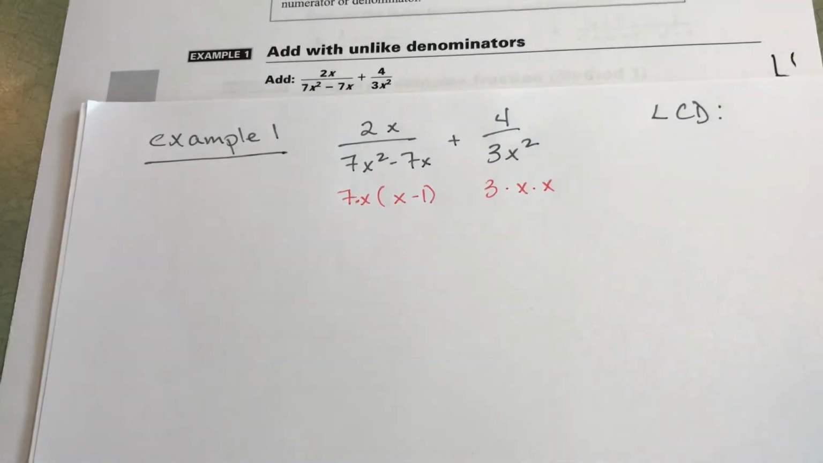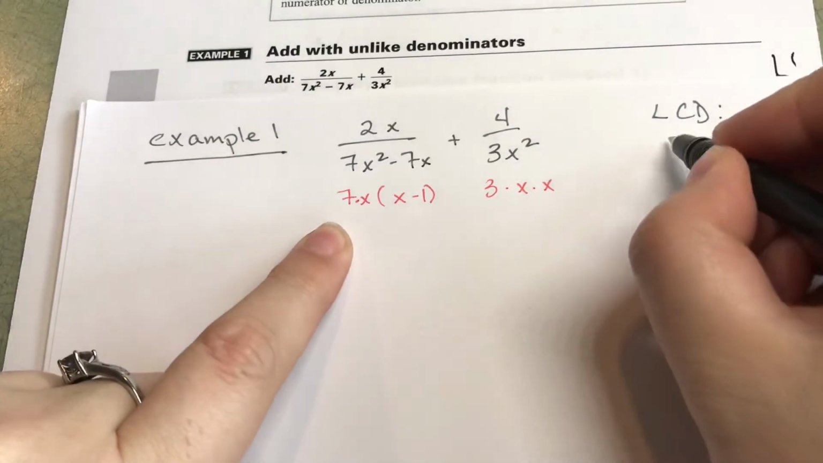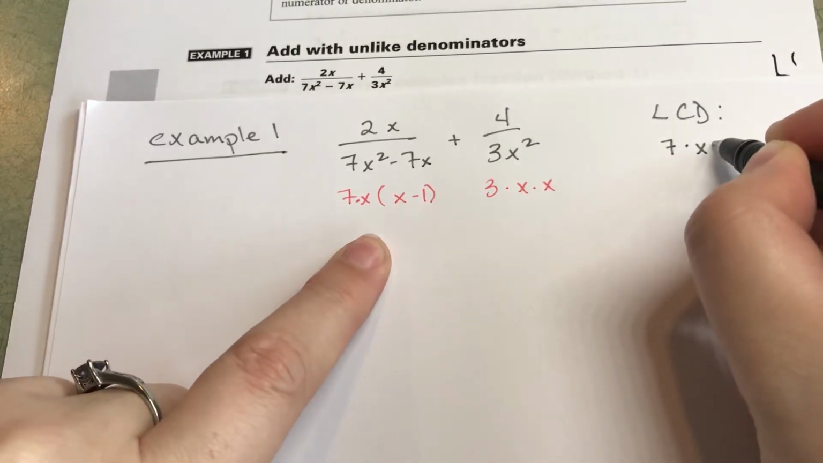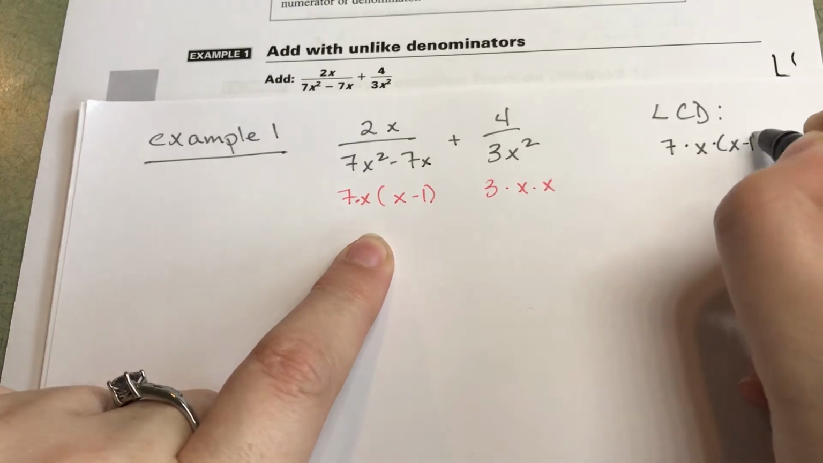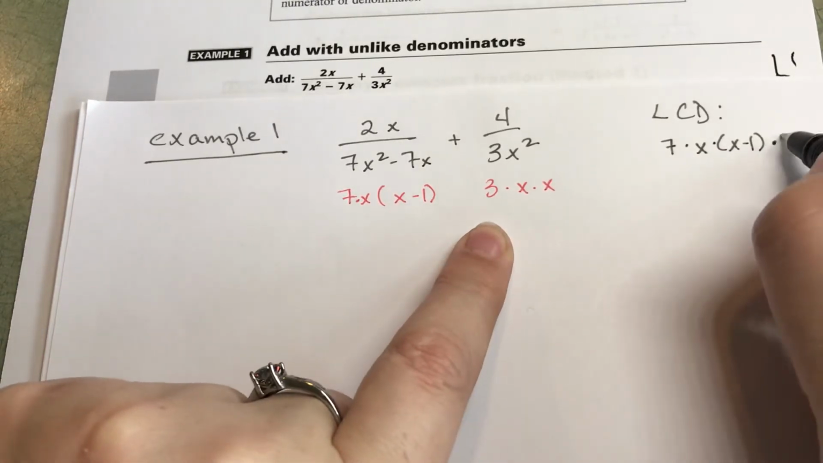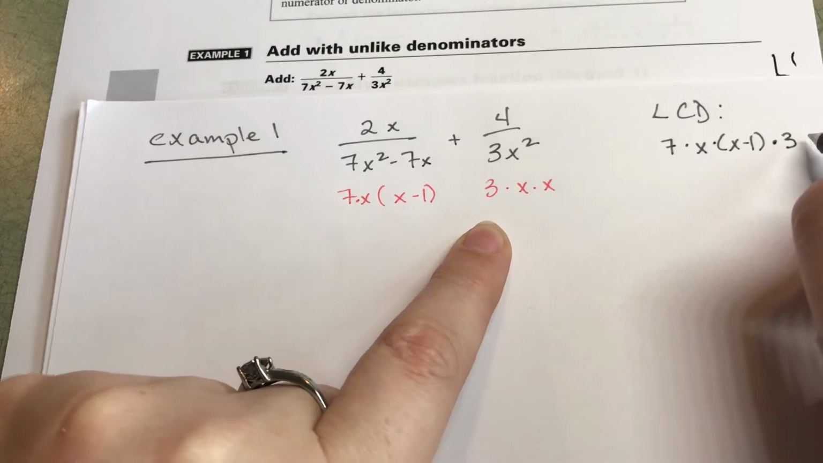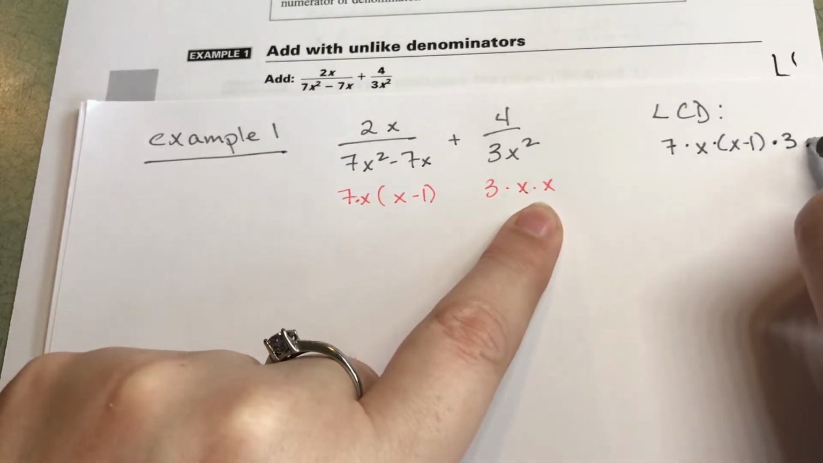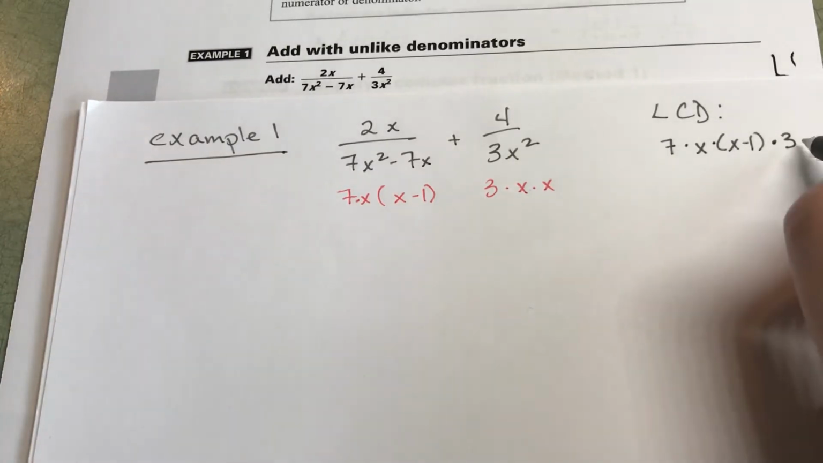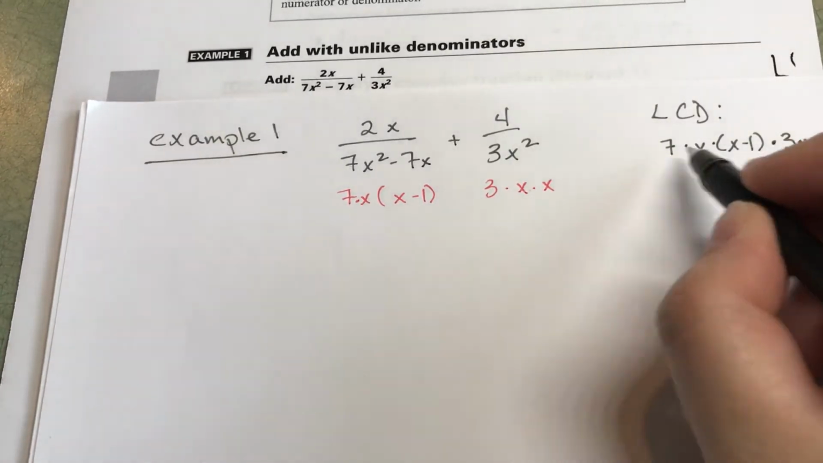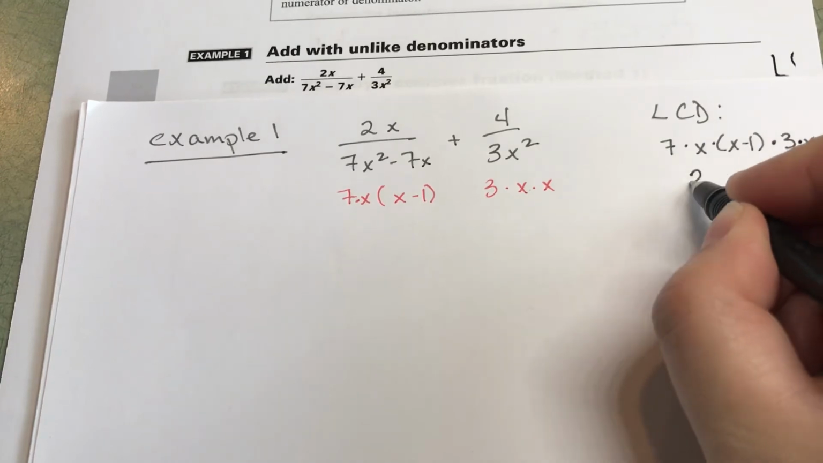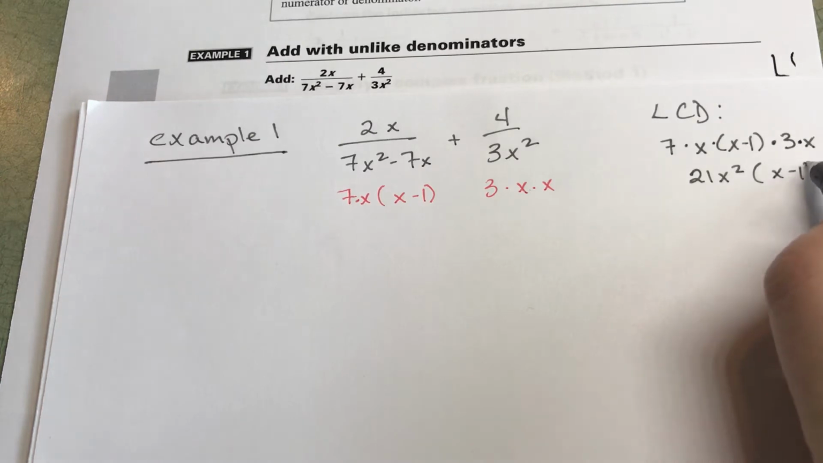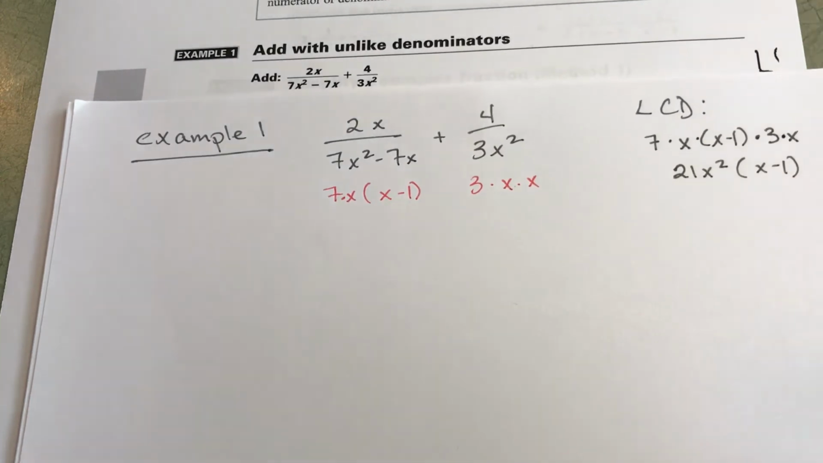So my lowest common denominator is going to need a 7, and x needs to be divisible by x minus 1, needs to be divisible by 3. I already have one x, but I need a second x. Okay, so then it is 21x squared times x minus 1 is my goal for the denominator.